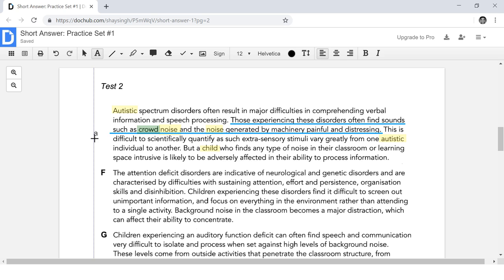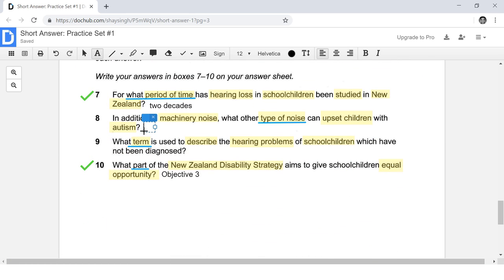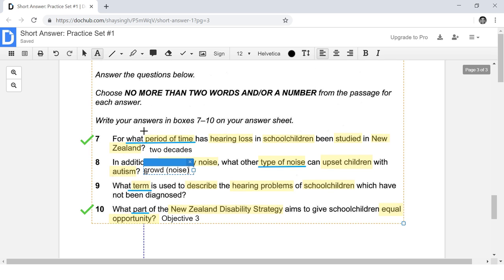So now that we have the answer to number 8, I'm going to scroll down to number 8, and we are going to put the answer right here. The correct answer is crowd. You can either put crowd, or you can put crowd noise. Both of them are going to be the correct answer. Both of them will be correct in this case.